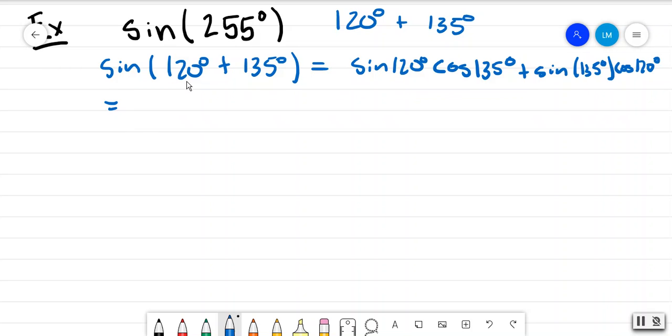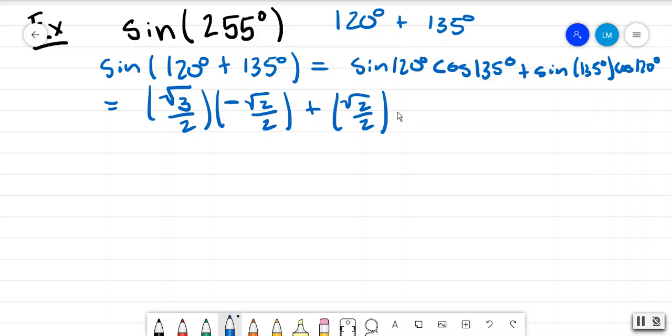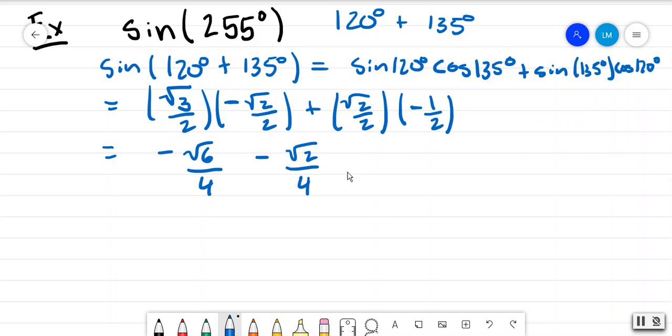Now, sine of 120 is root 3 over 2 multiplied by cosine of 135, which is negative root 2 over 2. And then sine of 135 is positive root 2 over 2, and cosine of 120 is negative 1 half. This gives us negative root 6 divided by 4 minus root 2 divided by 4, which essentially is negative root 6 plus root 2, all over 4.